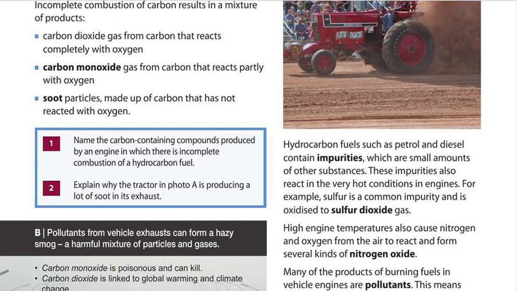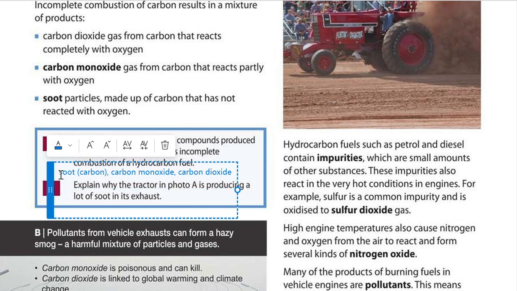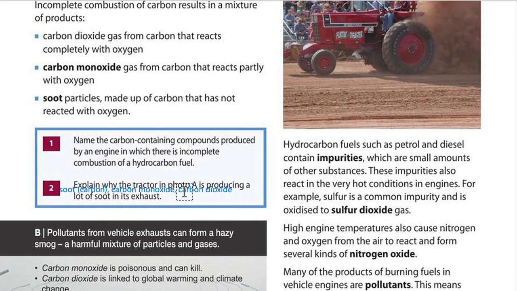So, can you write it down? Right, so for the first one, the answer is soot, which is carbon, then carbon monoxide and carbon dioxide. Those are the three carbon containing compounds produced by an engine.